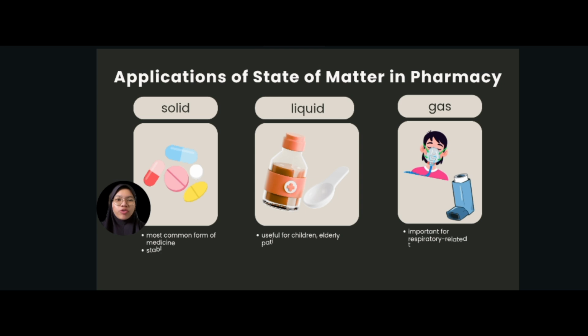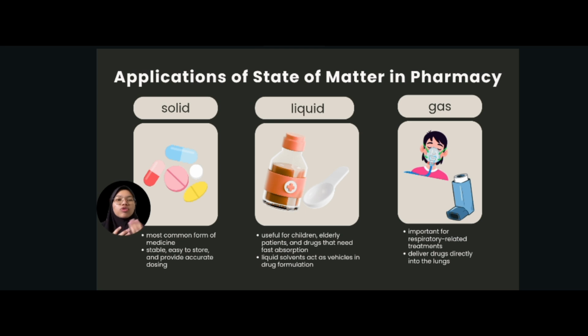Okay, we move to the next one. Now, I'm going to explain a few applications of state of matter in pharmacy. First, solids are the most common form of medicines. Tablets, capsules and powders are all solid because they are stable and easy to store. Next, in the liquid state, we have solutions, syrups, suspensions and emulsions. Liquids are especially useful for children, elderly patients and also drugs that need fast absorption.